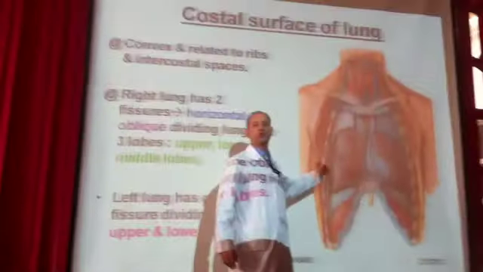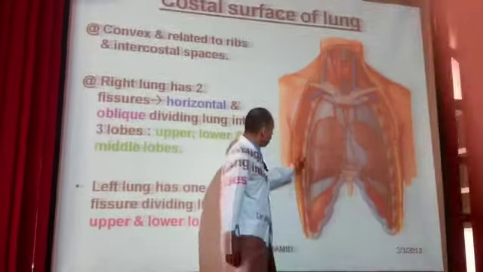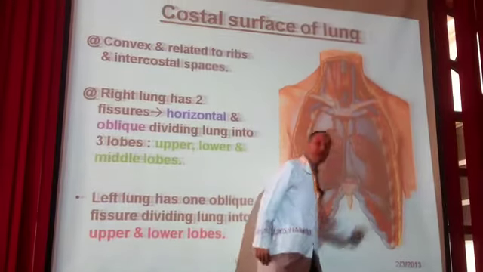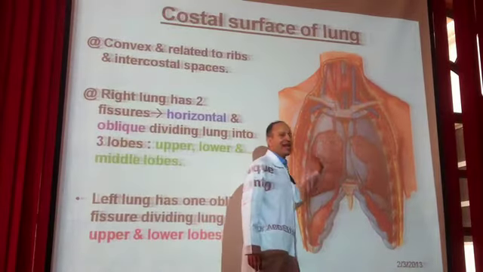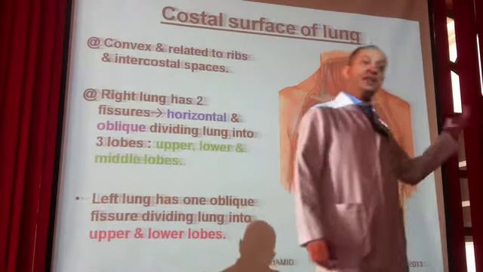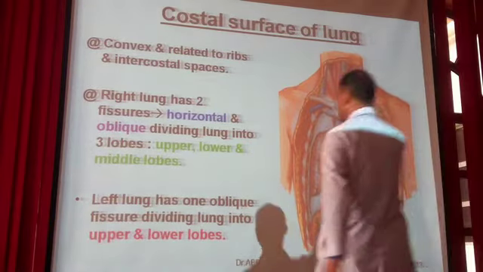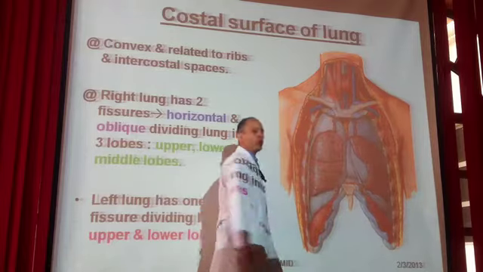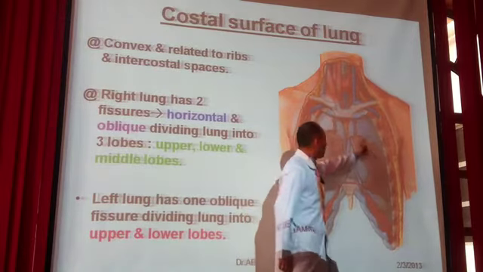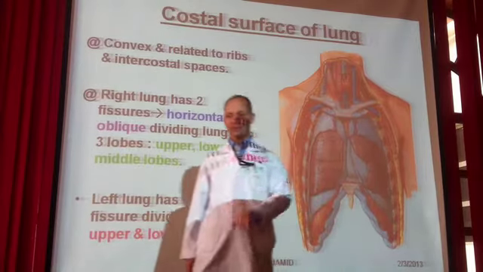How many fissures do we have here? Two on the right, one on the left. You see? One oblique, and this extra one is horizontal. So how many lobes do we have? Three on the right, two on the left. They are named superior, middle and inferior lobes on the right, and these ones are named superior and inferior lobes on the left. So this is the costal surface.